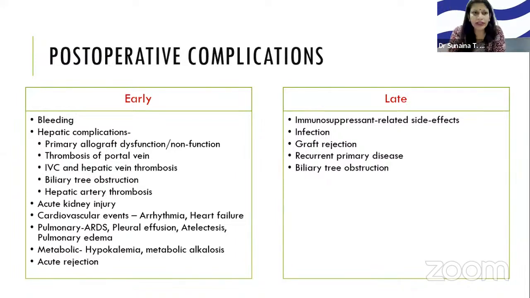What are the other complications? Hepatic complications like primary allograft dysfunction or non-function, IVC thrombosis, portal vein thrombosis, biliary obstruction, hepatic artery thrombosis. Acute kidney injury could happen. Cardiac: because the patient's potassium levels are a bit high, arrhythmia can happen, heart failure, pleural effusion, and other metabolic complications such as hypokalemia, metabolic alkalosis, and acute rejection can happen. When the graft starts functioning, acidosis resolves, but sometimes alkalosis is seen. Yes, hypokalemia is seen.